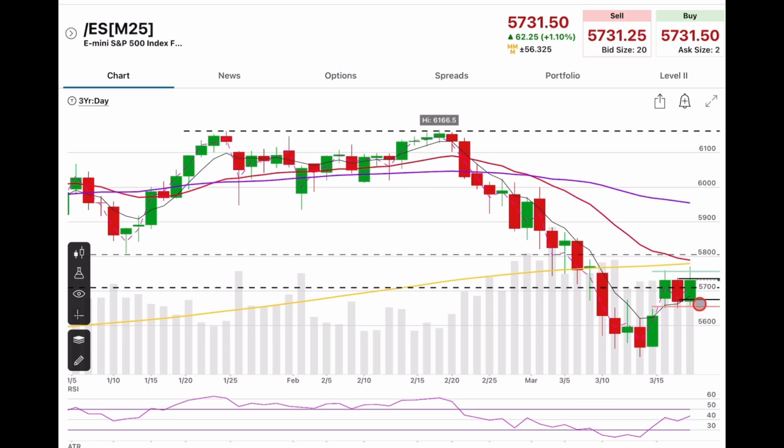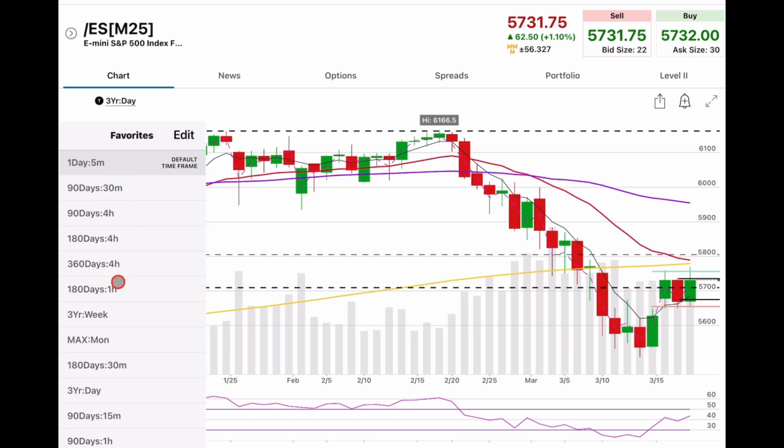We had a nice big juicy green candle. We're still in a range though. On the daily, you can see it's still in a range, and then we got up to our last previous high, and we wicked right back down. So we'll see how it's affected by the FOMC meeting, more than likely tomorrow.